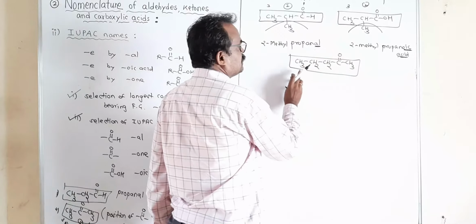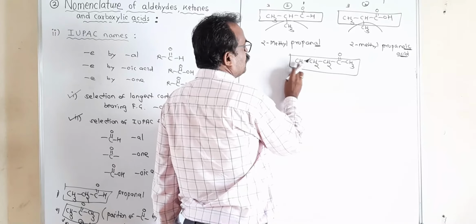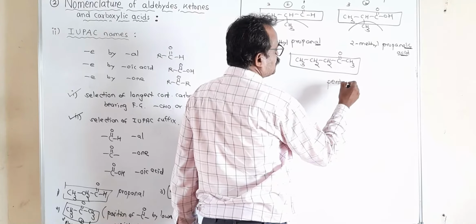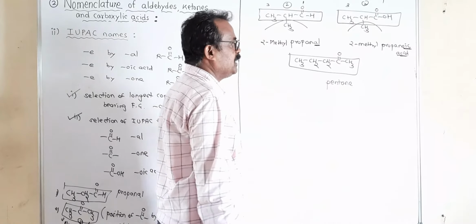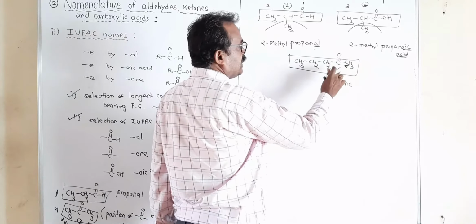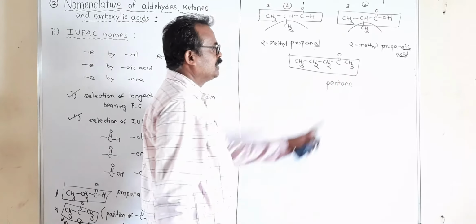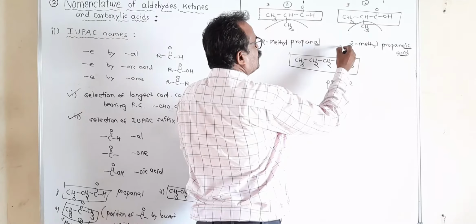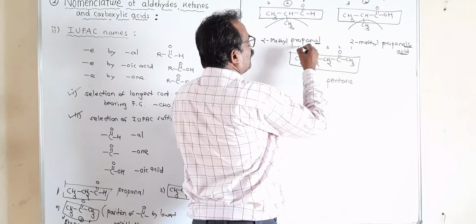So total carbons in this chain containing the functional group: 1, 2, 3, 4, 5. So a 5-carbon alkane is called pentane. Okay, you number the chain from that end which is near to the carbonyl group. So the correct numbering is from this side: 1, 2, 3, 4, 5.